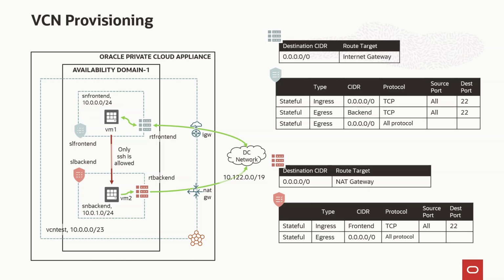We will create a VCN with /23 CIDR. In this VCN, we will create two subnets. One is a public subnet and the other is a private subnet. We will also provision necessary routing and firewall rules to make this VCN usable. Then we will provision two VMs to test the network environment.